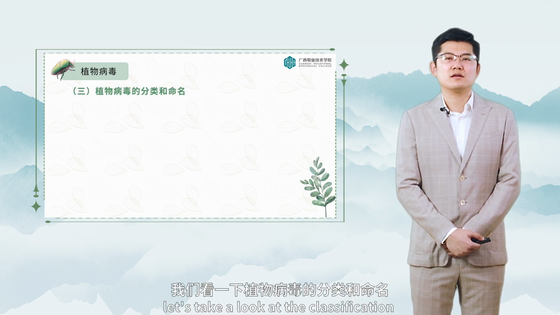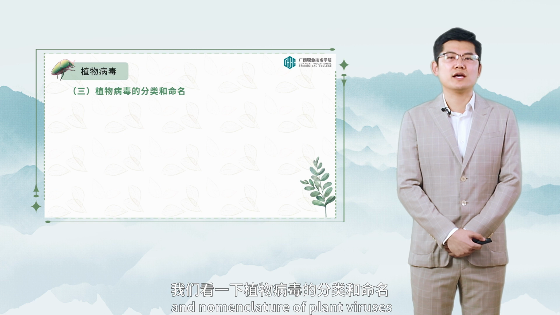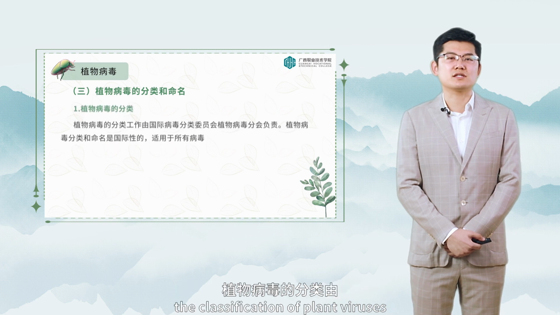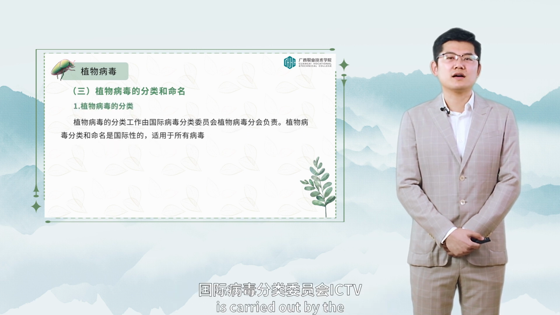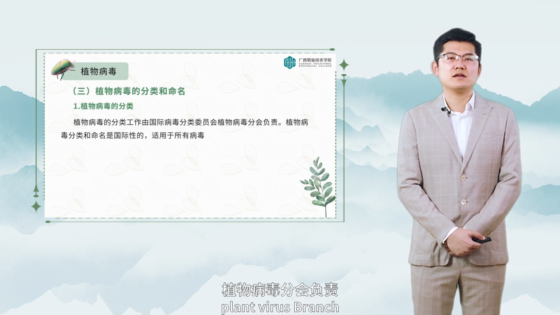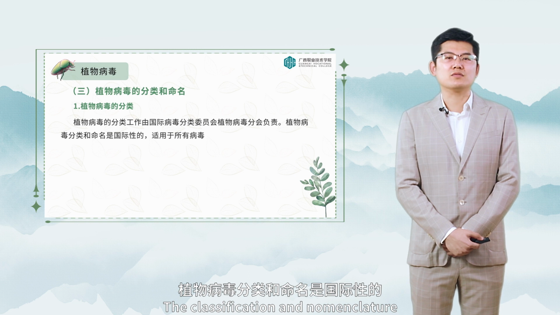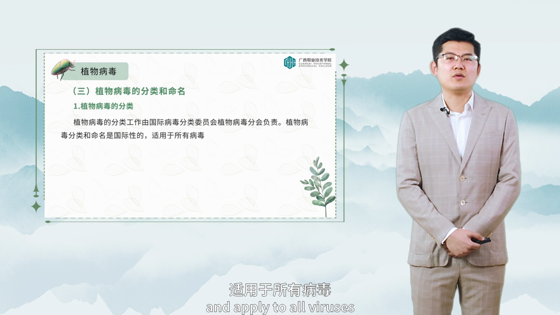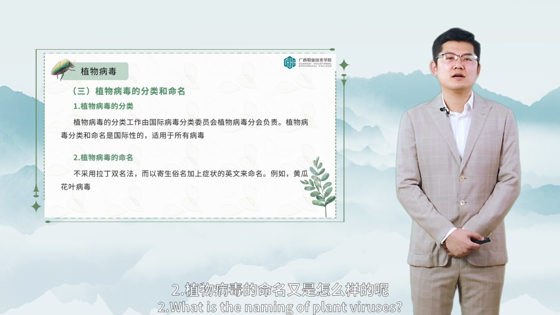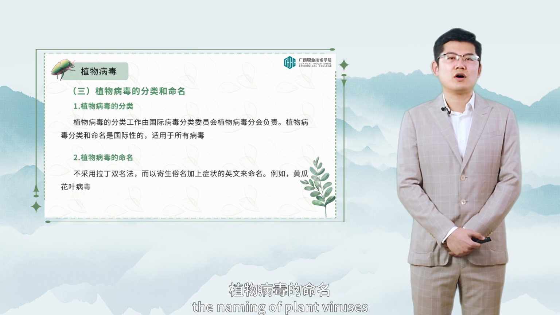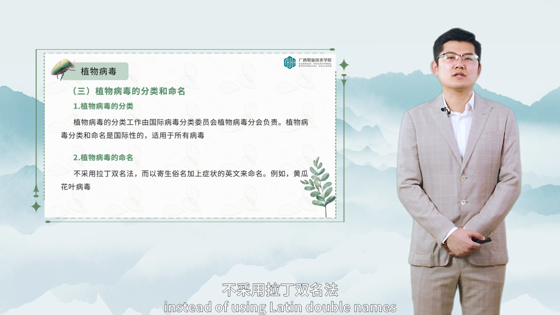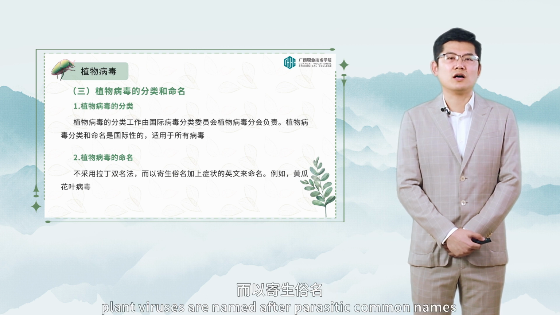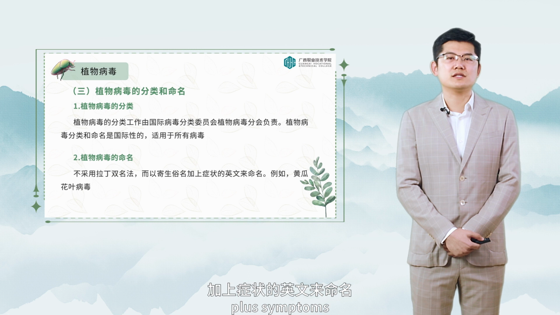Then let's take a look at the classification and nomenclature of plant viruses. The classification of plant viruses is carried out by the International Committee on Taxonomy of Viruses, plant virus branch. The classification and nomenclature of plant viruses are international and apply to all viruses. 2. What is the naming of plant viruses? The naming of plant viruses does not use Latin double names. Plant viruses are named after the host's common name plus symptoms.